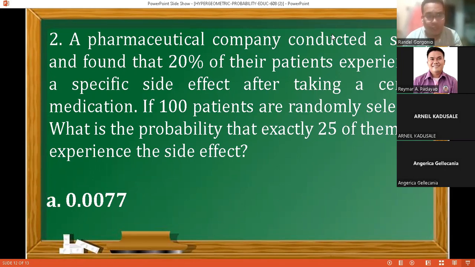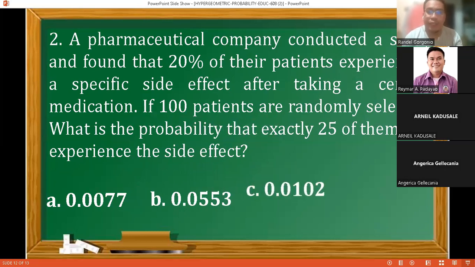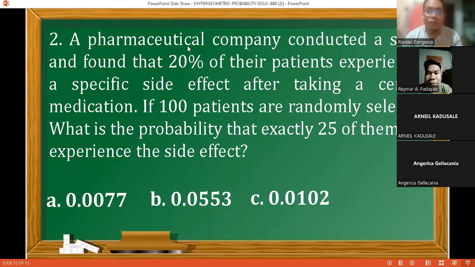Letter A is 0.0077, B is 0.0553, letter C is 0.0102, and letter D is 0.0836.